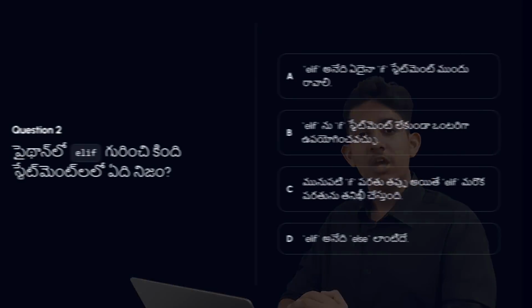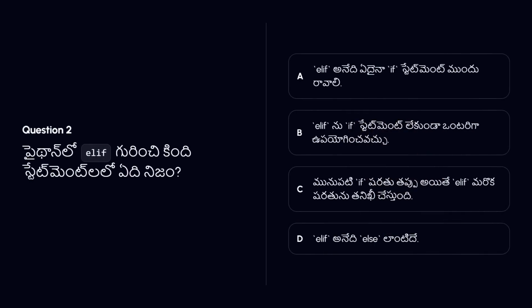Now it's time for a quick question. Imagine you have a variable called milk and it stores false. What will the following code print?